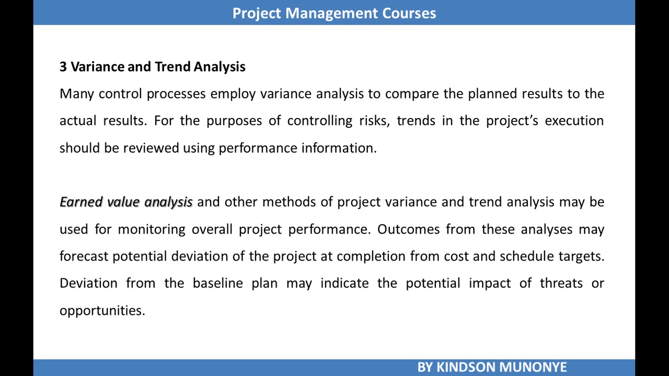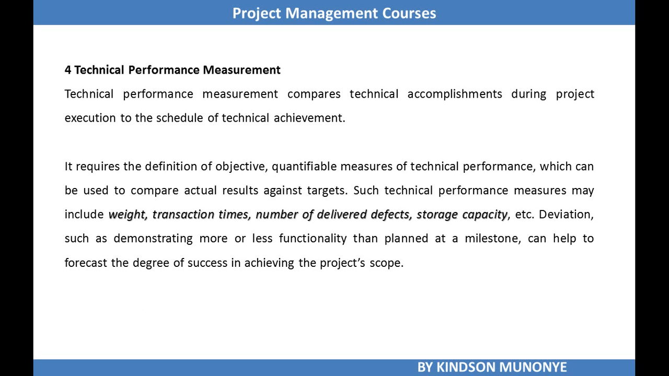Outcomes from this analysis may forecast potential deviation of the project at completion from the cost and schedule targets. So deviations have to be monitored. It may indicate that there is a potential threat impending. Maybe during a variance analysis you notice a very wide deviation. Of course, that means something is not right. So in control risks you perform variance and trend analysis.